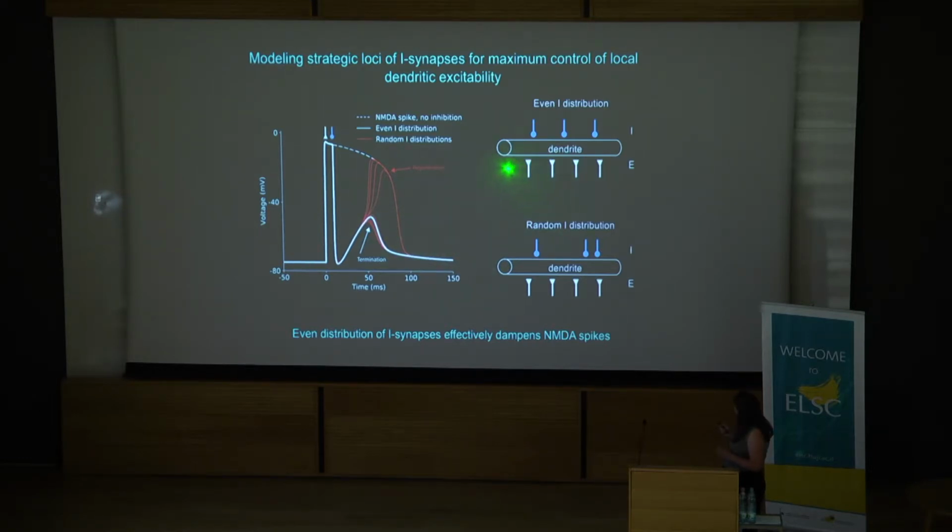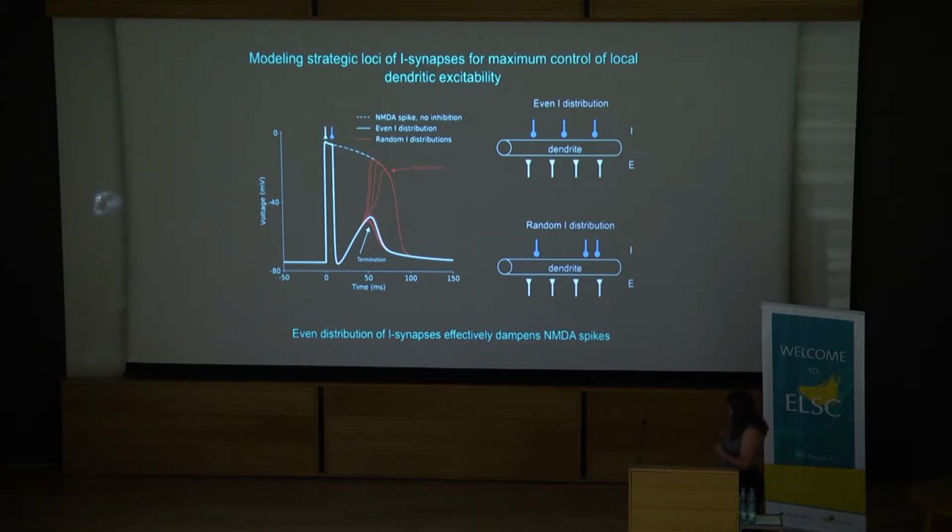What he saw is that if you have excitation of all these excitatory inputs, if they were all active, I think there were about 30 excitatory synapses, that would generate an NMDA spike in the dendrite. If the inhibitory synapses were evenly distributed, they would potentially totally attenuate the NMDA spike, while if they were randomly distributed, they would maybe attenuate it, but would not really be sufficient to block it.